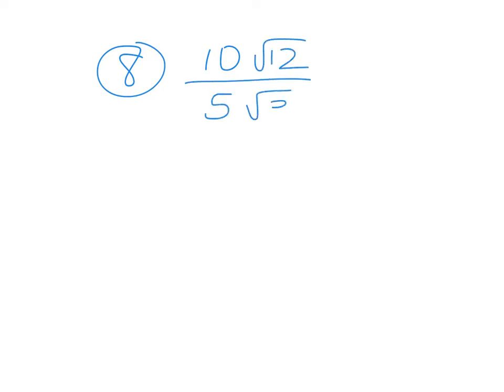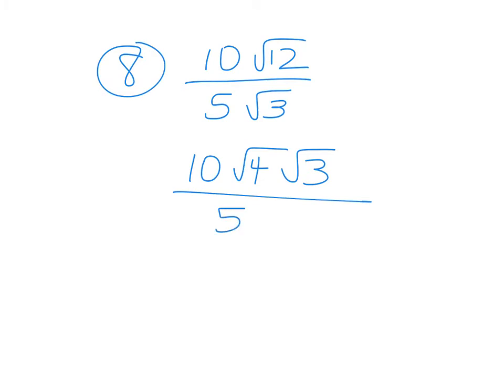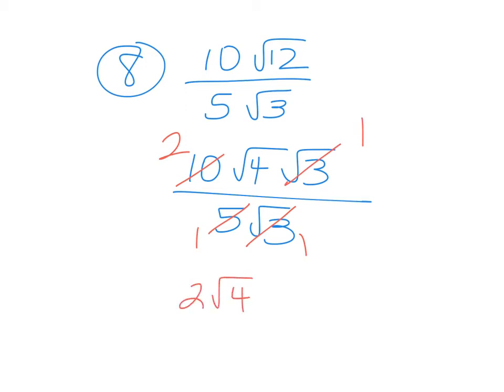Now let's do number 8. So we have 10 root 12 over 5 root 3. There's a couple of ways we can approach this. I know this is the same thing as 10 root 4 root 3 over 5 root 3. I know 5 goes into itself once and it goes into 10 twice. Root 3 goes into itself once and it goes into root 3 once. So I'm left with 2 root 4. I know the square root of 4 is 2, so 2 times 2 is 4, and 4 would be my final answer.